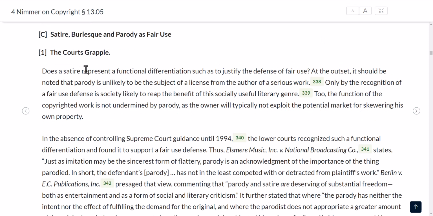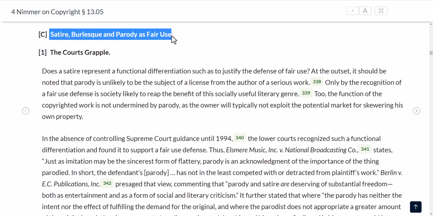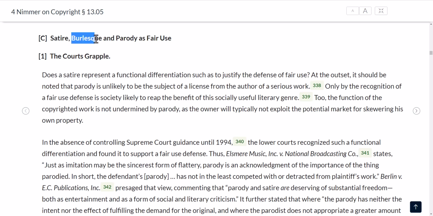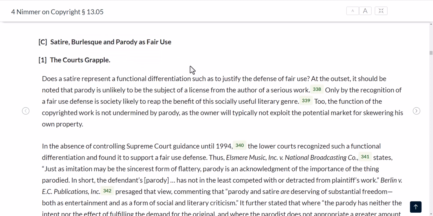So I'm right back here where we started. Now I'm going to go through here and see if there's any case law that will help us with satire or parody. I really don't know. Is burlesque, I'm not sure if that's talking about the dancing style of burlesque. I don't know. So maybe this will answer that for us.